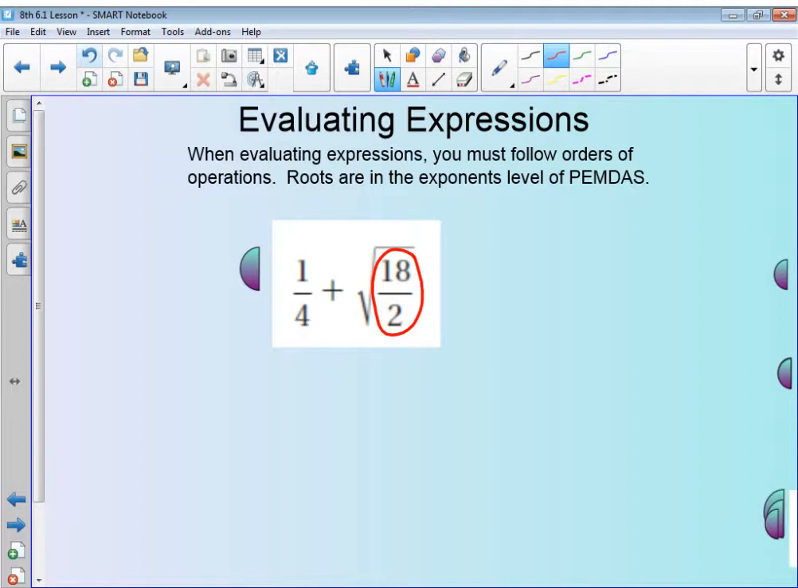Sometimes you can. So when I look at this, 18 divided by 2, can I do that? Yes, I can get 9. So now this is what I'm looking at, 1/4 plus the square root of 9. Now if I find the square root of 9, well, that's 3, because I'm following orders of operation. I didn't have parentheses. I simplified my root to the square root of 9. So now I'm going to solve that. That's in this exponent part, which is 3. And then I still have 1/4 out here. So 1/4 plus 3, or 3 plus 1/4, is going to give me 3 and 1/4.